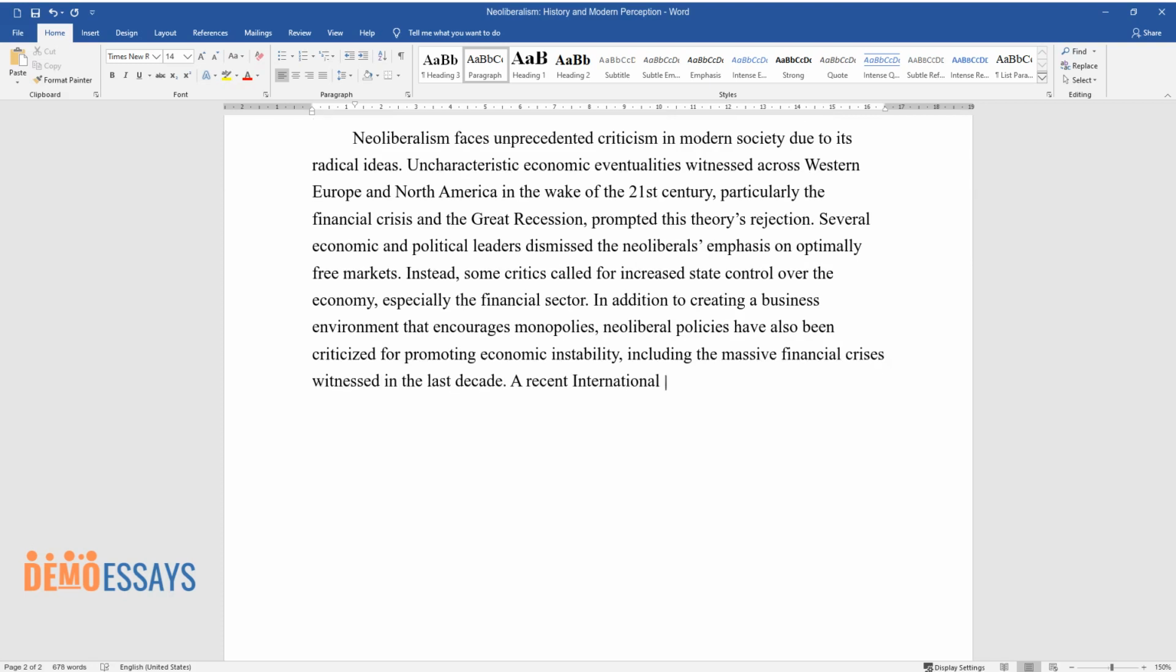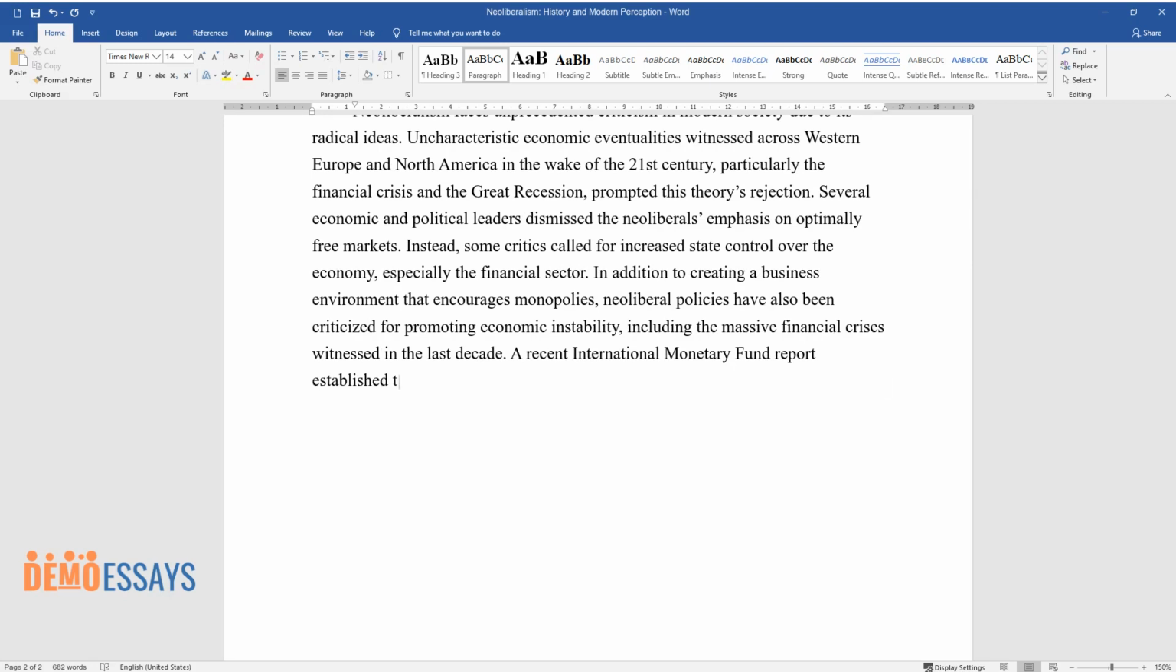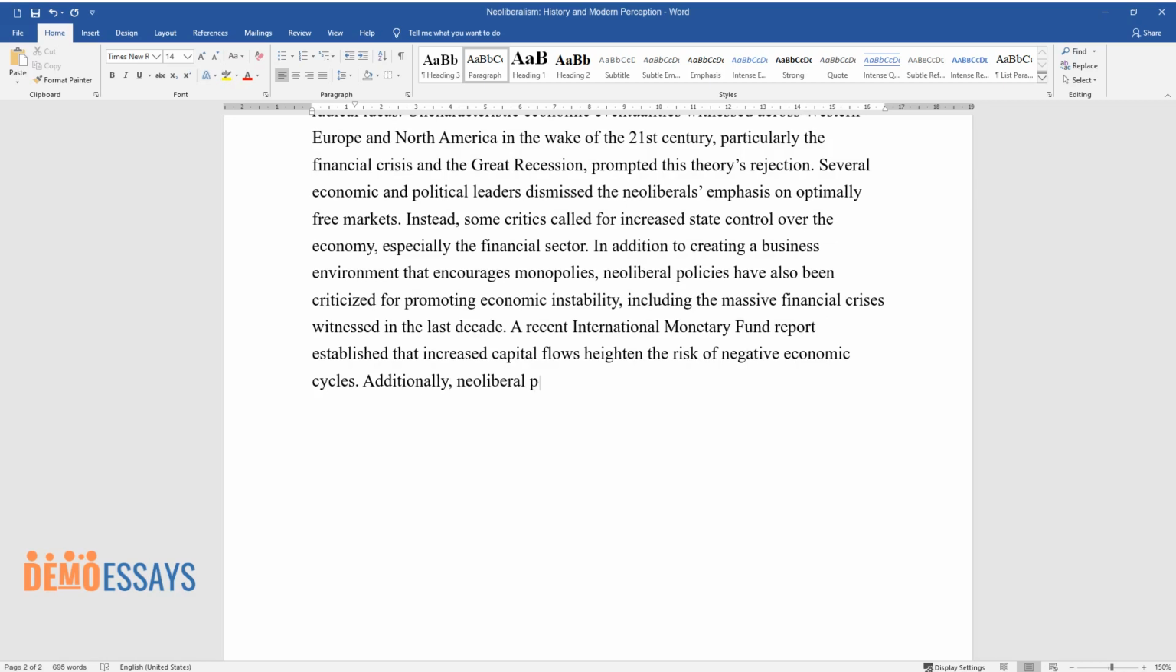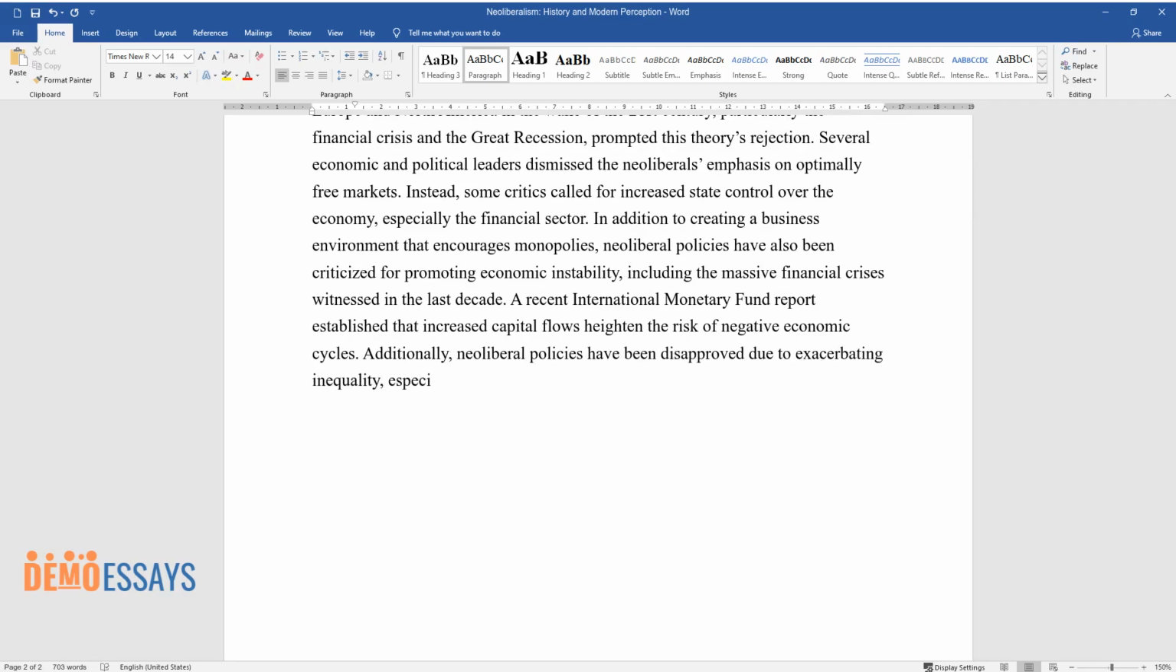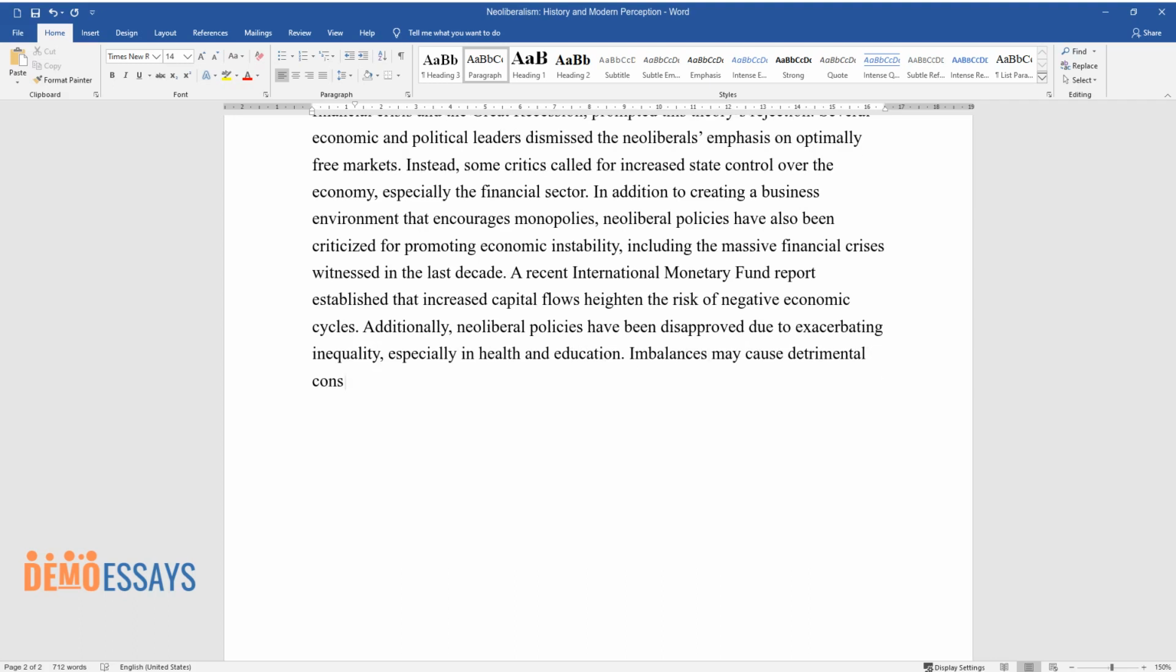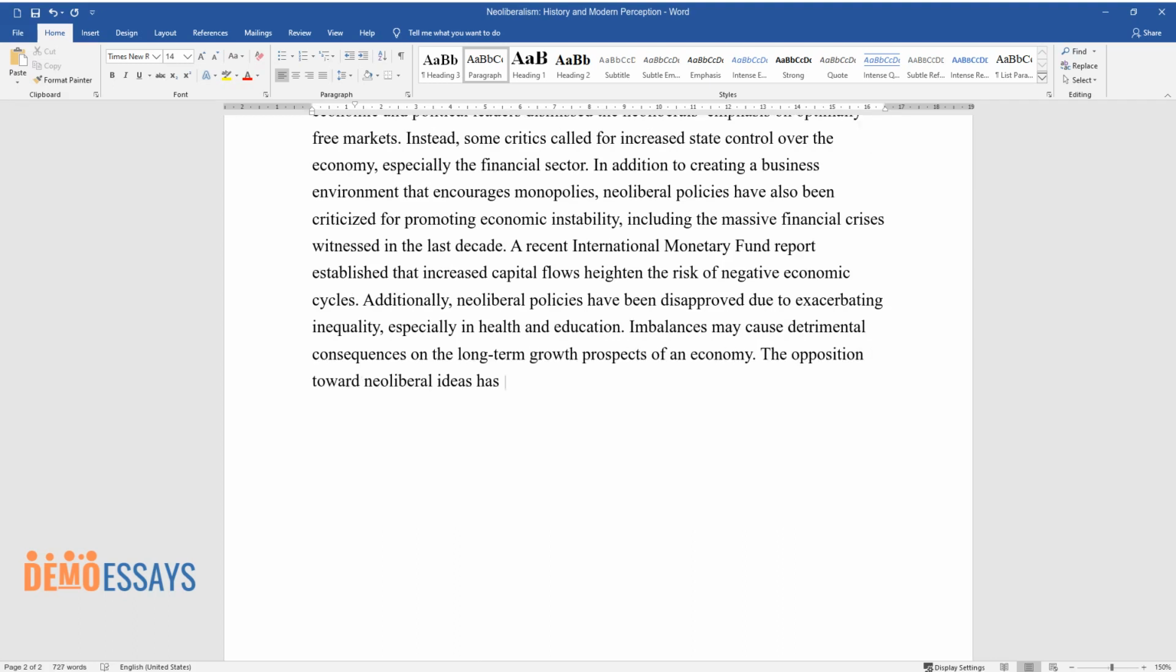A recent International Monetary Fund report established that increased capital flows heighten the risk of negative economic cycles. Additionally, neoliberal policies have been disapproved due to exacerbating inequality, especially in health and education. Imbalances may cause detrimental consequences on the long-term growth prospects of an economy. The opposition toward neoliberal ideas has undermined their relevance in modern society.